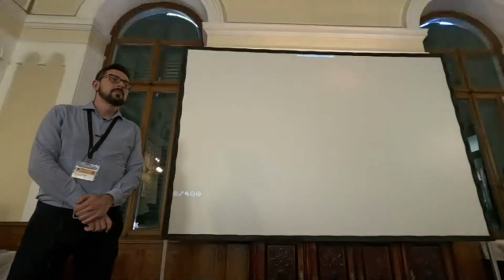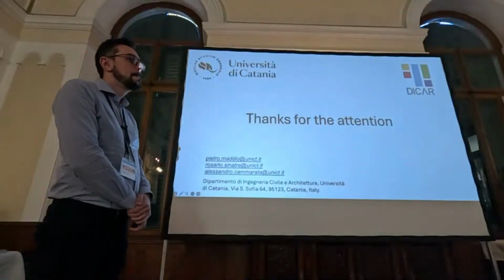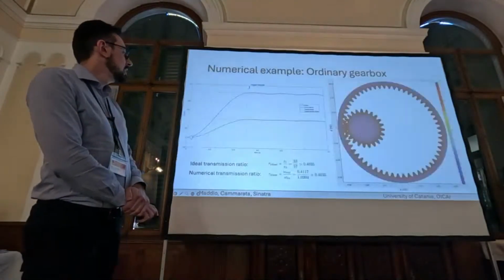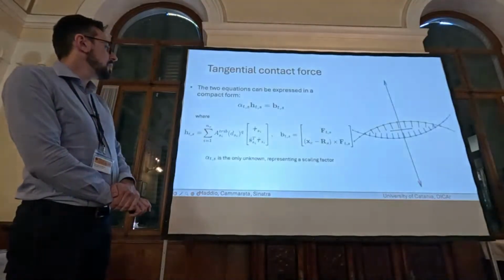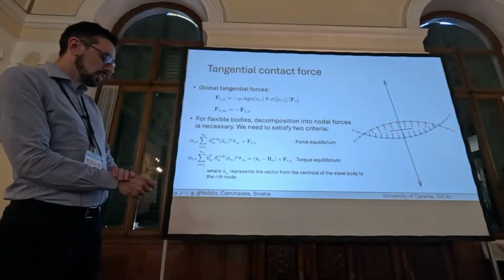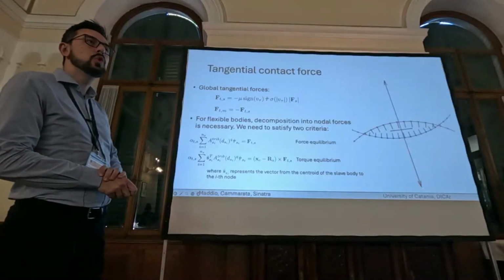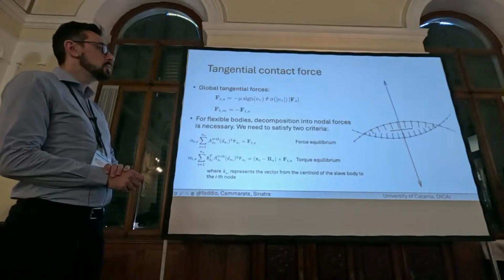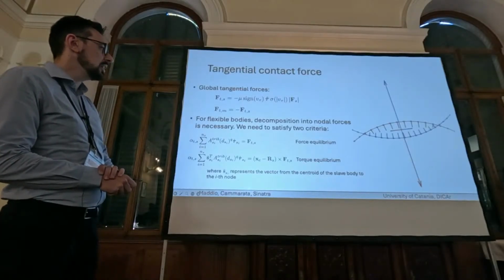Maybe you can comment on how you compute the lever for your balance of angular momentum with respect to the bodies or to the center of? Oh, no. In the case of tangential contact force, here we take into account the centroid of the two bodies. The two bodies, yeah. And yeah, here you can see it.